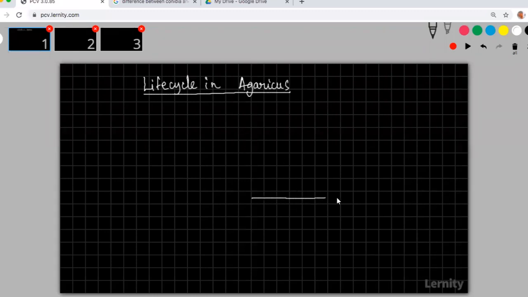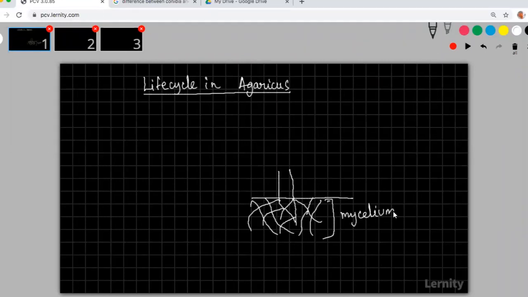So if you're seeing this mushroom, it will have the vegetative part below the soil. Okay, this vegetative part is called as, what do you call this extensive structure as? Yes, mycelium. Okay, it will be growing.